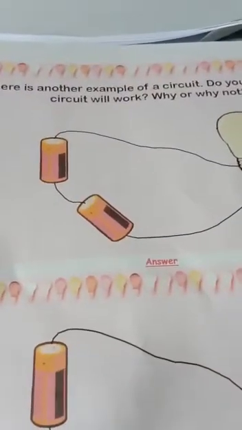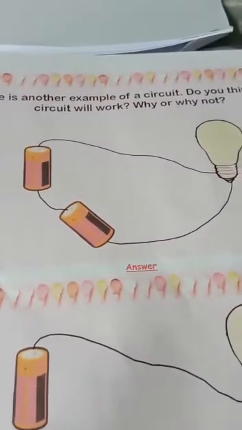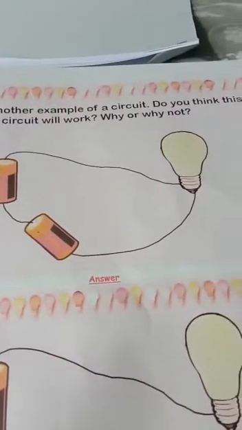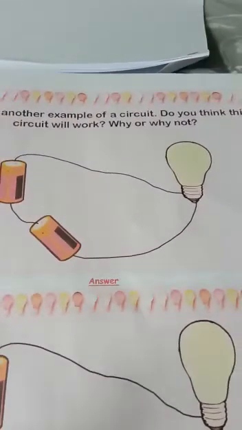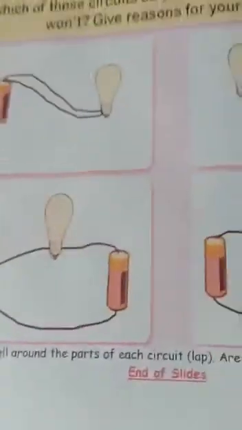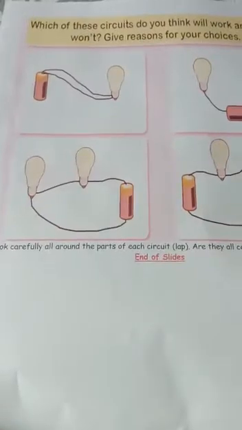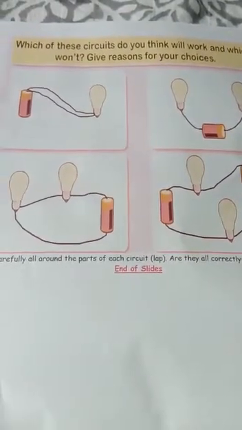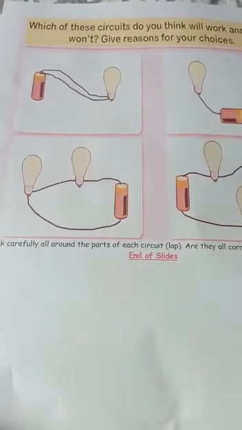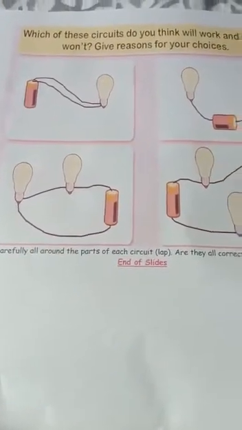And then you've got this diagram showing another example of a circuit. Do you think that circuit will work with two batteries and the wiring? Just check to see that all the connections are made, and below will be your answer. Then you've got four diagrams showing different arrangements of a circuit. Which one do you think will work and which won't? Try and give reasons for your choices.